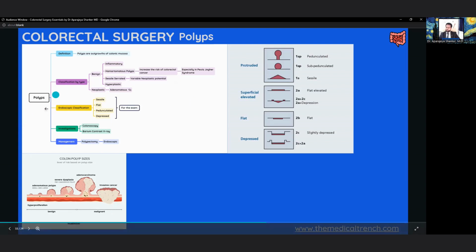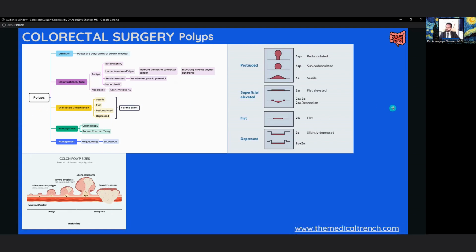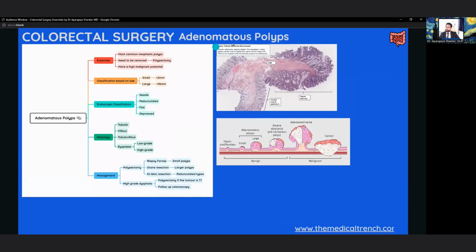Now, the point here is that in polyps, the most important thing that you'll be asked about is called adenomatous polyps. Adenomatous polyps are the most common neoplastic polyps. In this case, you can see here that there is a stalk, and it has a tubular adenoma. It's called adenomatous because it's forming small adenomas, and these things are what can form the foundation for causing colorectal cancer.